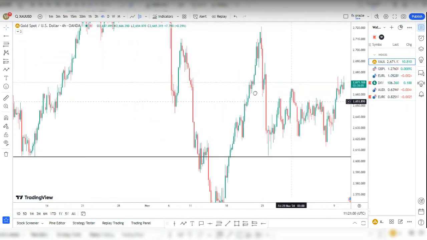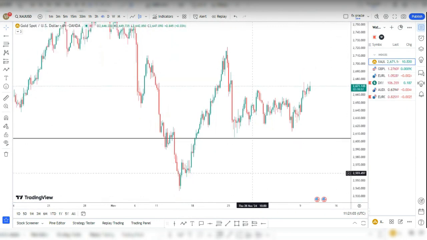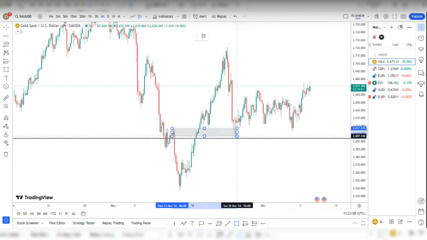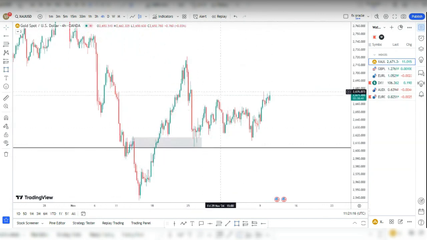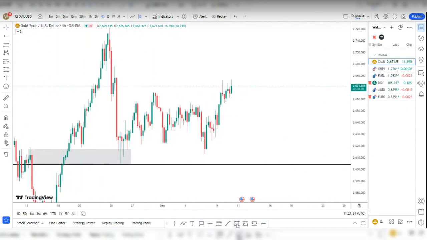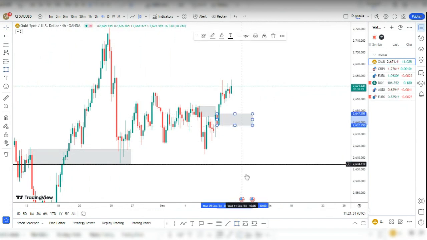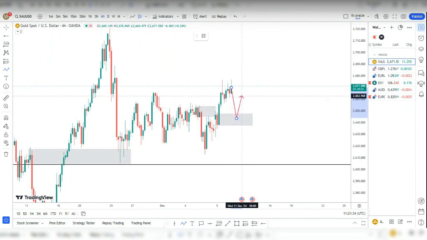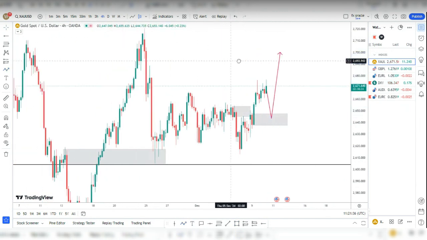So on the 4-hour time frame, we have this demand, or I call it supply, that failed to hold price. So price came back to it, used it as a demand to continue the move to the upside. Now currently we have also got another one here. This is a supply that failed. Definitely I'll be looking for price to come back to this. Then I'll expect some move back to the upside.